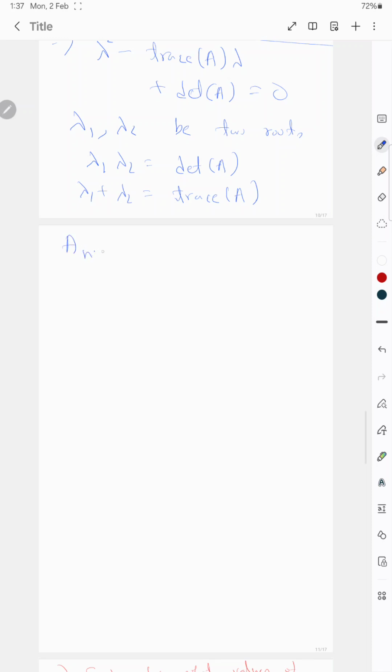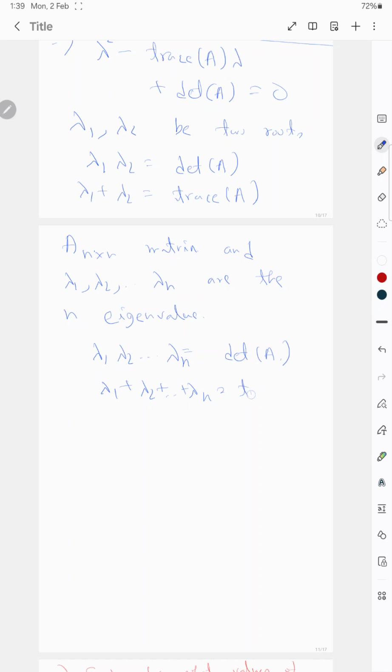But remember, if A is an n cross n matrix and lambda 1, lambda 2, up to lambda n are the n eigenvalues, then lambda 1 into lambda 2 up to lambda n is equal to the determinant of A, and the sum of the lambda should be the trace of A. So this result you need. Now I am going to the next one.